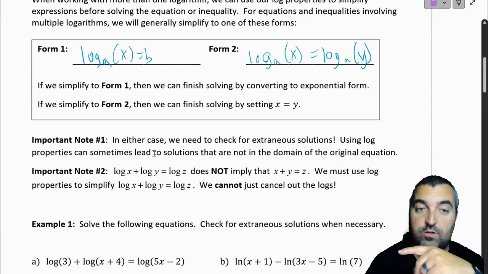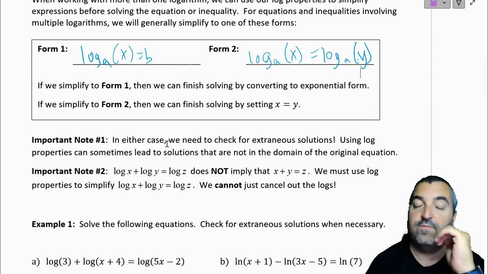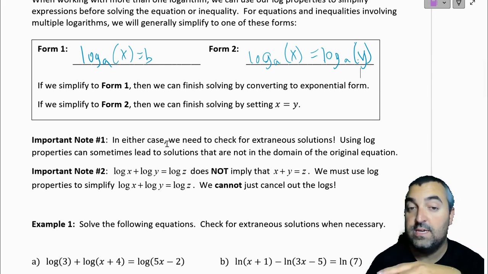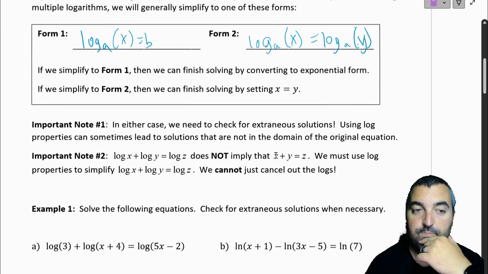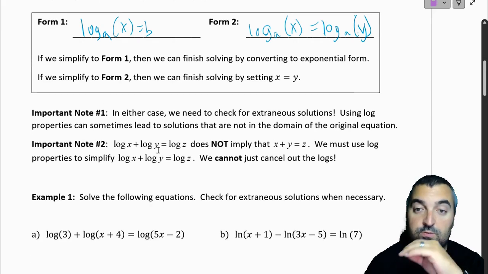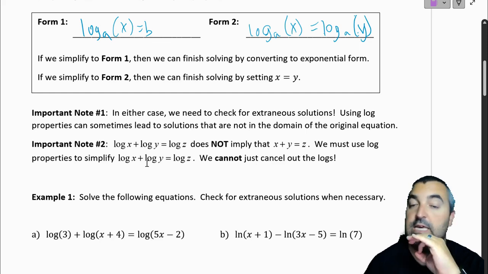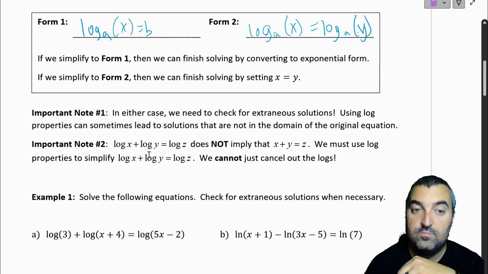Two very important notes. In either case, you have to check for extraneous solutions. Because logs have restricted domains, you can have extraneous solutions that you get but don't work because they're not in the domain. And number 2, log x plus log y equals log z does not imply x plus y equals z. You have to use log properties. You can't just cancel out the logs when there's more than one log on one side and only one log on the other. You can only cancel them out if it's one log equals another log.